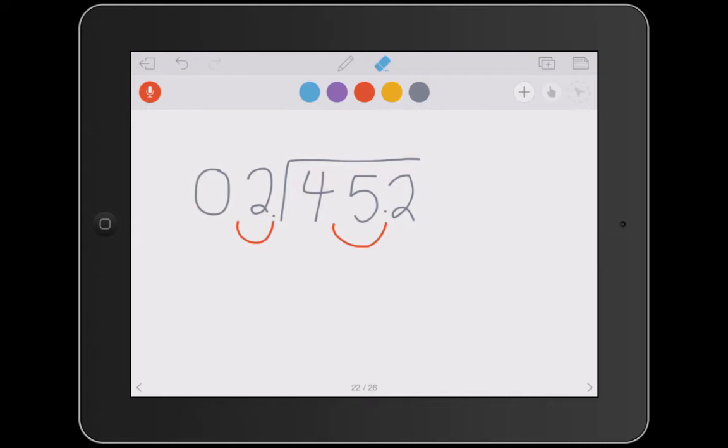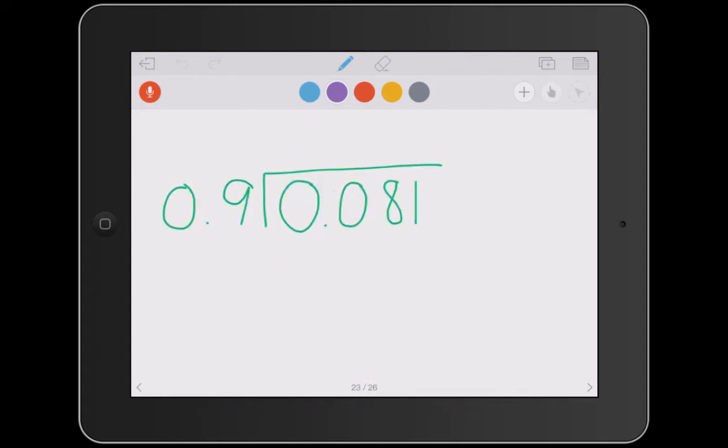Since I have a whole number on the outside, which is my divisor, I can continue to divide. 2 goes into 4, 2 times. 2 times 2 is 4. Subtract, bring down the 5. 2 goes into 5 2 times. 2 times 2 is 4. Subtract, bring down the 2. 2 goes into 12 6 times. 6 times 2 is 12. 0. I forgot to do one last thing. Remember that decimal always goes right up. So my answer is 22 6/10.